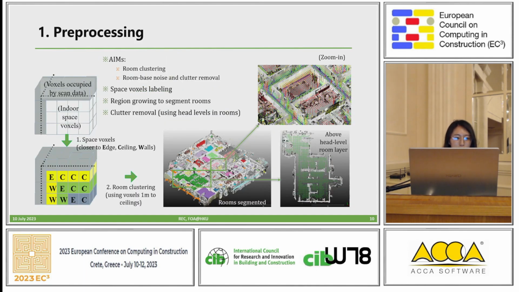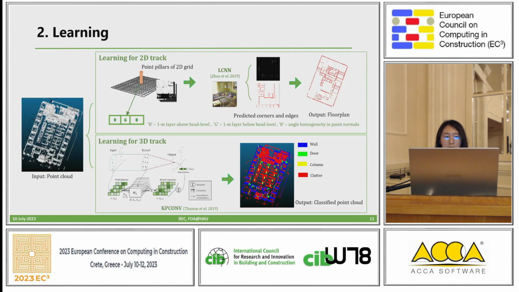The first step is the pre-processing. In this step we try to do the room clustering and also remove the noise. We basically visualize the whole space, and then we label the voxels that are close to the edges or horizontal planes, because they are actually ceilings or floors. Then we use region growing to cluster these voxels into rooms, and then remove the clutter inside the rooms. After that, we obtain a relatively clean point cloud. With that point cloud, we feed the data into two individual branches, the 2D track and the 3D track.